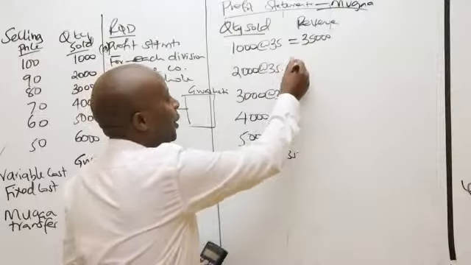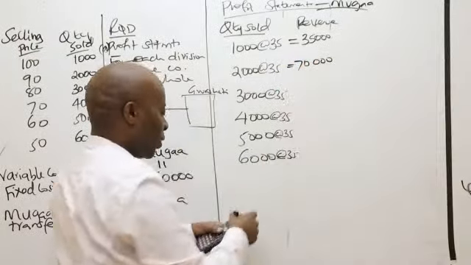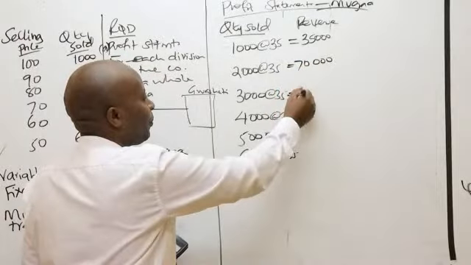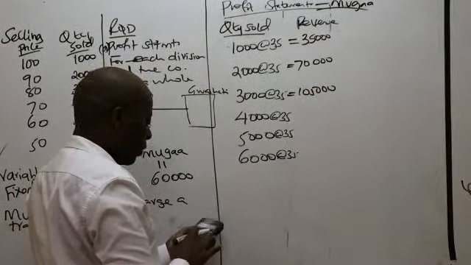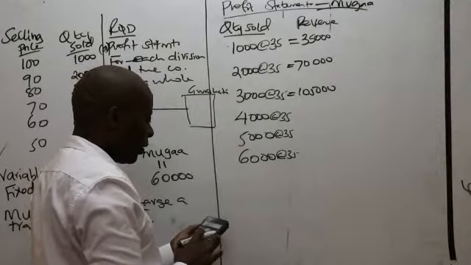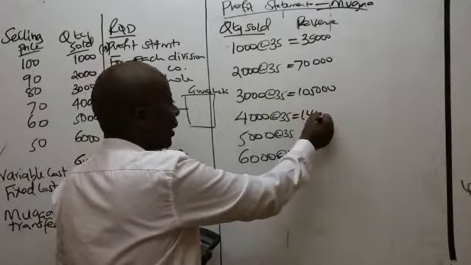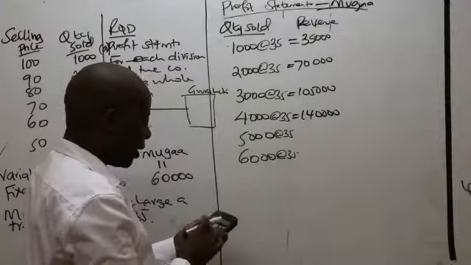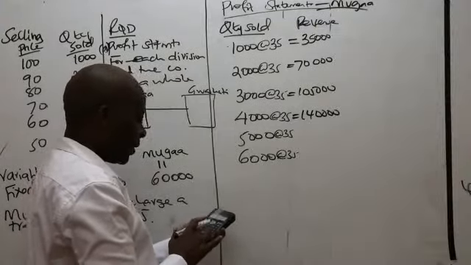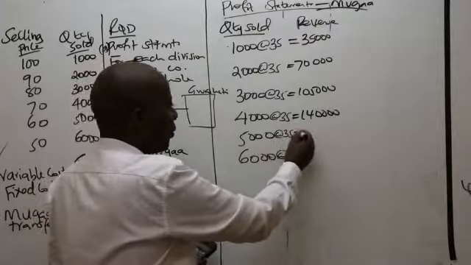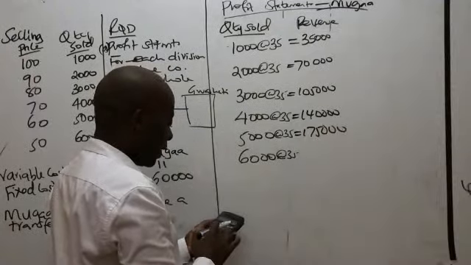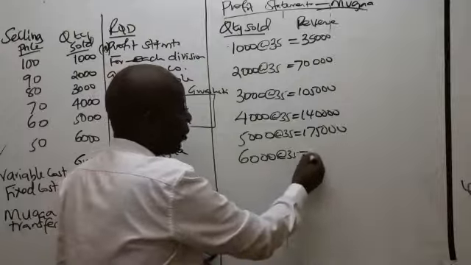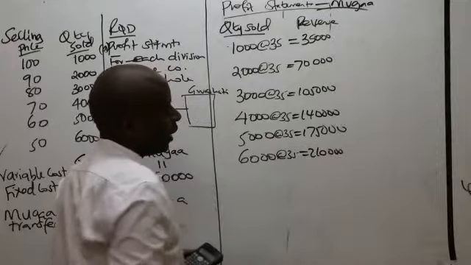That's quite easy, 70,000. The next one is 105,000. The next one is 4,000 times 35, which gives me 140,000. So we have 5,000 times 35, which gives me 175,000. Then we have 6,000 times 35, which gives me 210,000.